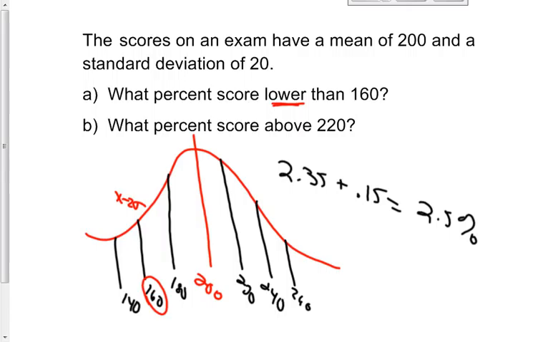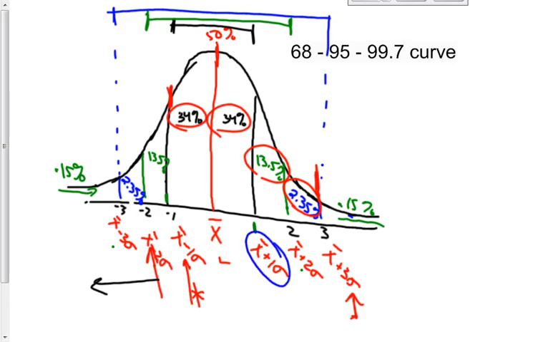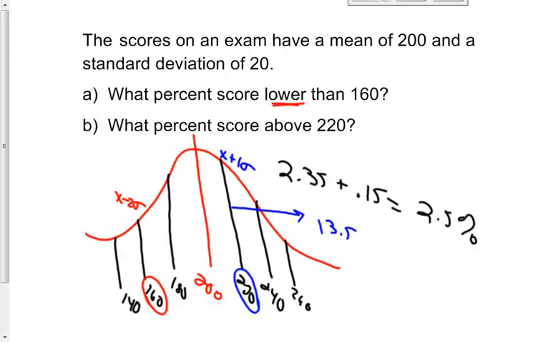Part B, what percent score above 220? So now I look at my curve. I look to see where I'm at 220, which is right here, and this line is at average plus 1 deviation. I'm looking for what percent will score above 220, so I need all of these values higher than average plus 1. So if I go back to my bell curve and I look for average plus 1 right here, and I need to have everything higher than that, 13.5, 2.35, and 0.15. And when I add all of those together, 16%. What percent will score above 220? 16%.